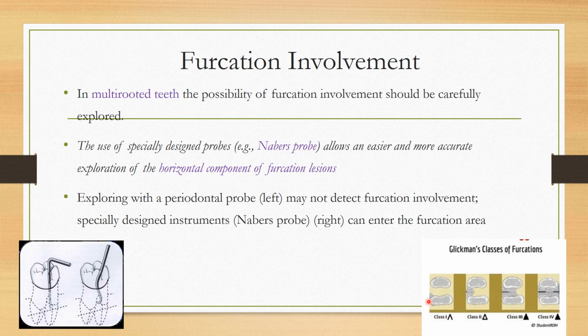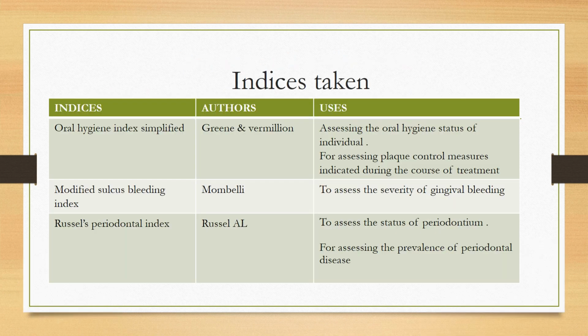In grade 1, there is an incipient loss of bone in the furcation area. Glickman's grade 2 furcation is one with loss of one bony wall, which permits the entrance of the probe inside and acts as a cul-de-sac. Grade 3 allows the passage of the probe through and through, but it will be covered by soft tissues. Whereas grade 4 allows the passage of the probe through and through, but it will not be covered by soft tissues.